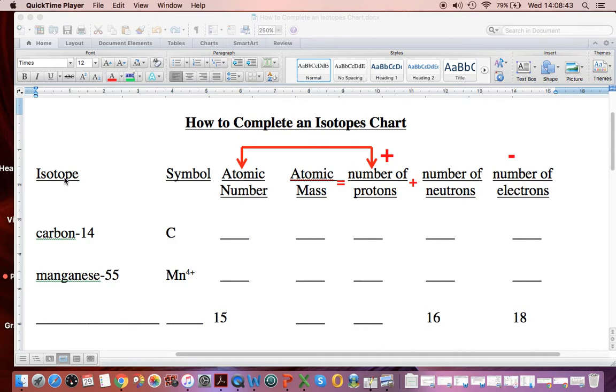I check it out, I see isotope, that means I have to have the name and the atomic mass, which has a hyphen in between, or a dash. The symbol is for an atom or an ion. I have to remember atomic number and protons are always the same, so I put an arrow pointing to both of them. So if I know the number here, I put it there. If I know the atomic number, I can put a number of protons.